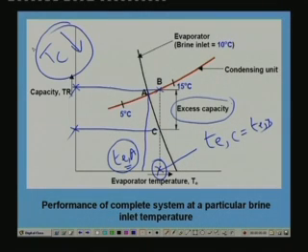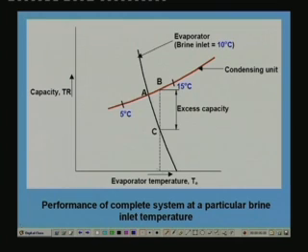Once Tc reduces, evaporator temperature also reduces. Once evaporator temperature reduces, the balance point will shift from the unsteady value of TC to the steady value of TB. To start with, it is at this point, because of the excess capacity, condenser temperature reduces. Once the condenser temperature reduces, evaporator temperature also reduces, so the point moves in this direction. When it reaches this point, both the capacities are matched, and the system reaches a steady state. So this kind of very useful information can be obtained by this performance characteristics curve for the complete system.